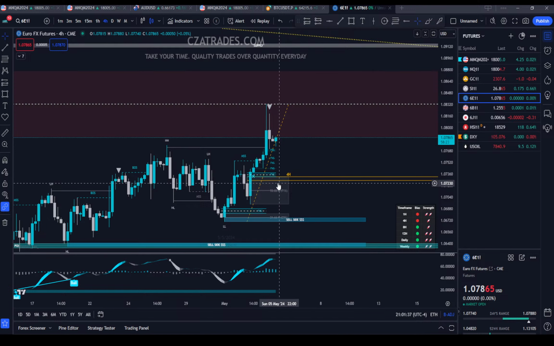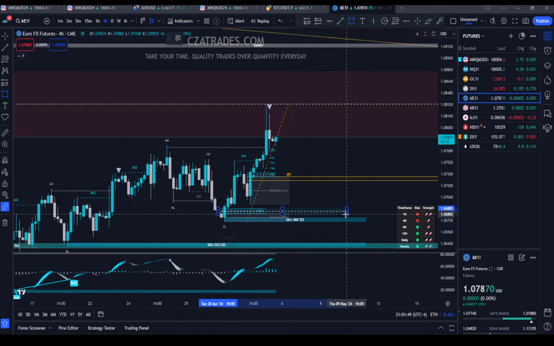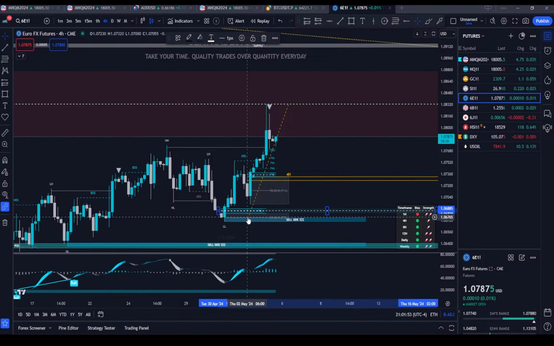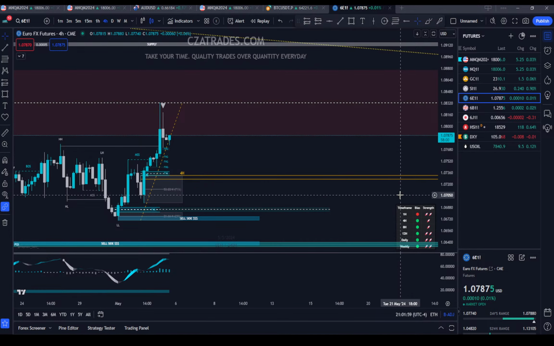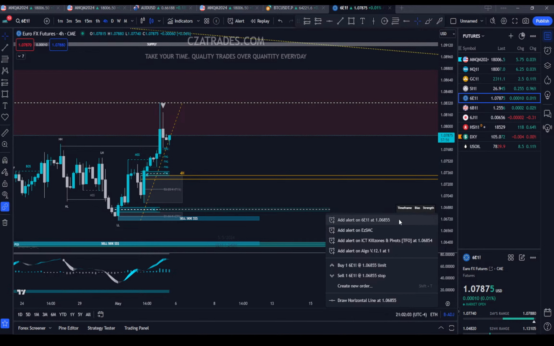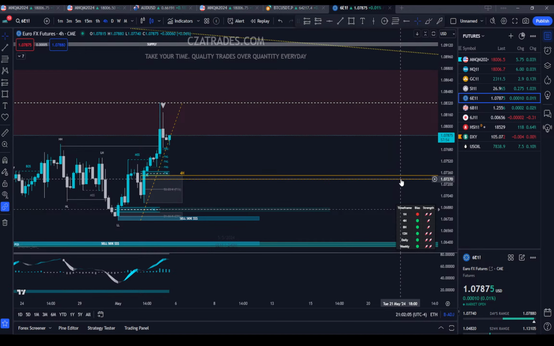The ones I want to focus on are these two here. This one, which is 1.07350, and then this one over here, 1.06845. We're going to draw those, and we are good to go. Set your alert. That alert is 1.06855.